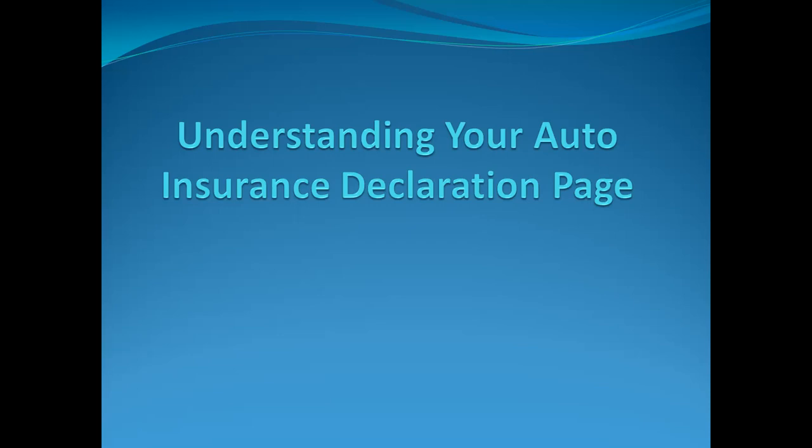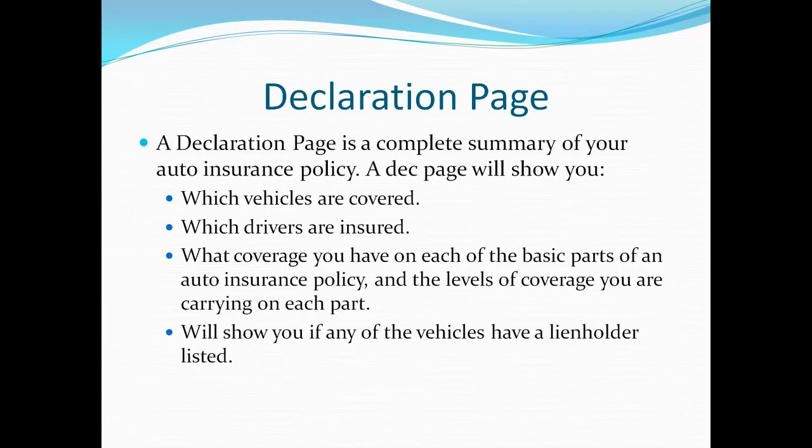This video is about understanding your auto insurance declaration page. A declaration page is basically a summary of the auto insurance coverage you have. It will show you which vehicles are covered, which drivers are insured, what coverage you have on each of the basic parts of an auto insurance policy, and the levels you're carrying on each part. And for those of you who finance your vehicle, it will also show if a lien holder is listed.